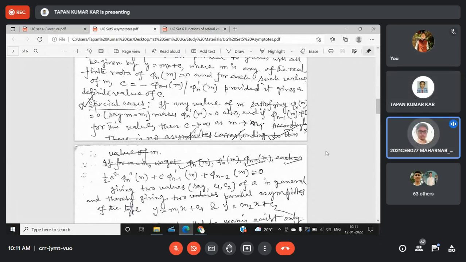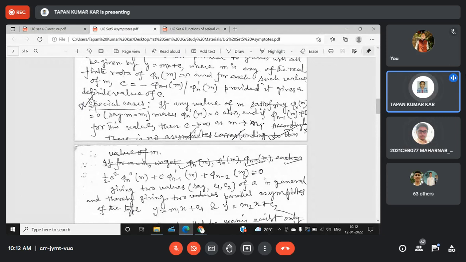Sir, what is repeated root? I am coming to that point. Plus phi n minus 2 m equal to 0. Okay, what is repeated root? Say for example, for a quadratic equation, how many roots are there? Two roots. For a cubic equation, 3 roots.